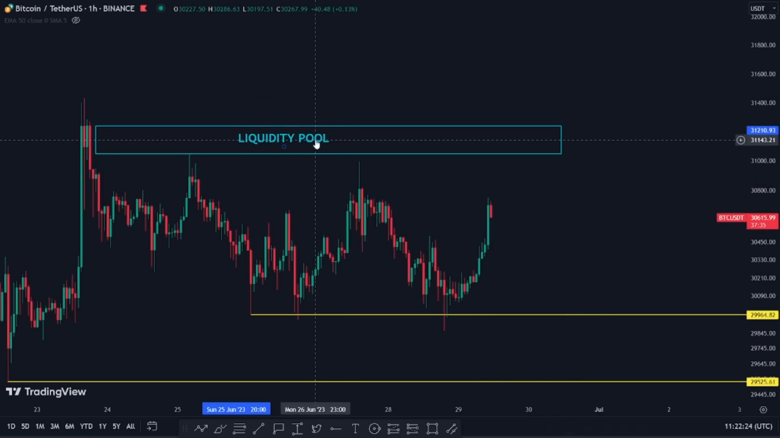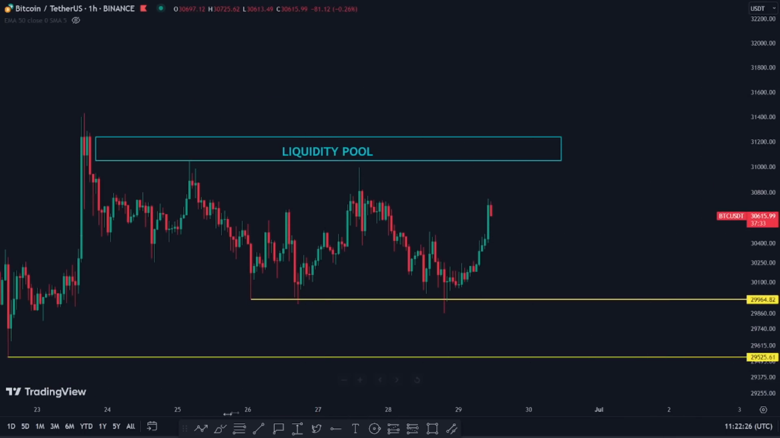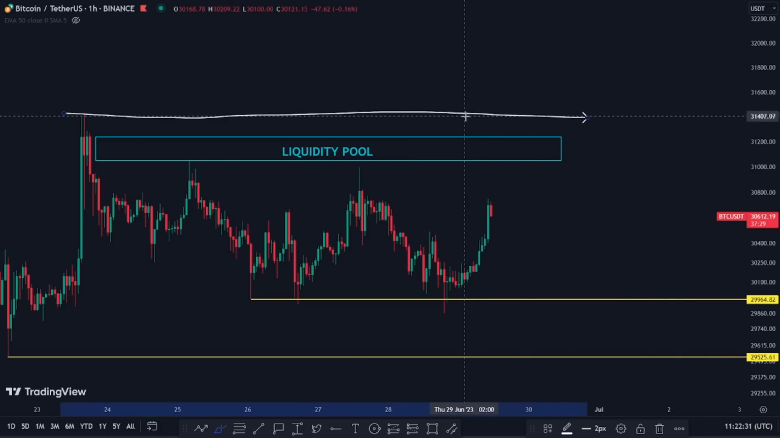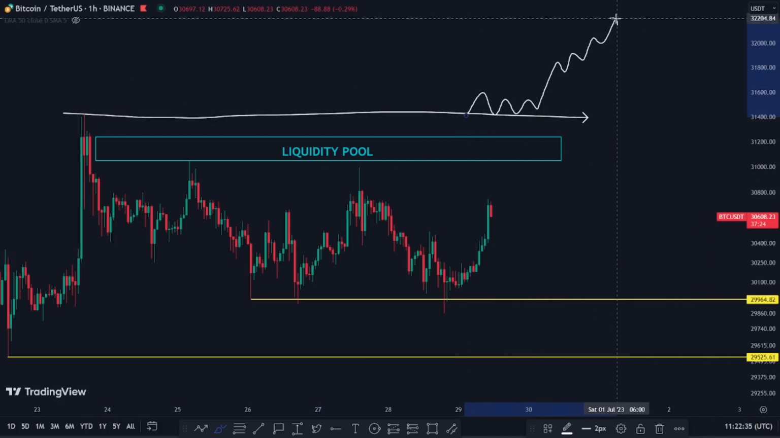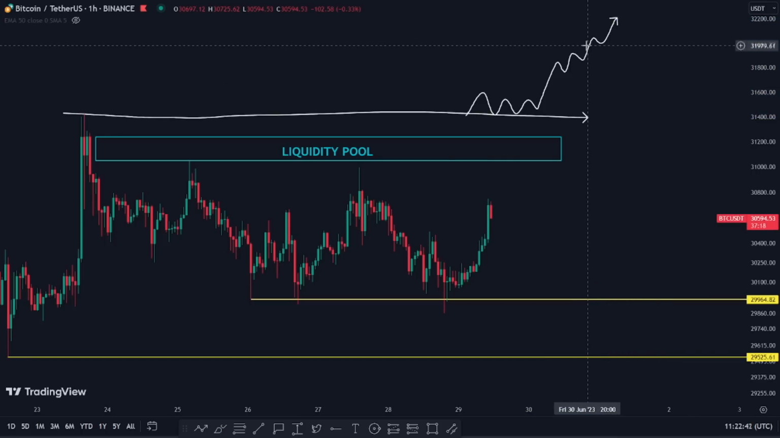And of course, that will be invalidated. The idea would get invalidated if we break above this zone, okay? And even if we consolidate over here, that's telling you that we want to see higher prices. And that's when people can see their beloved 32K, 32.5K that they're talking about, all right?